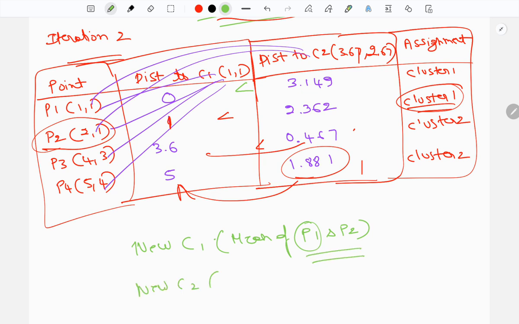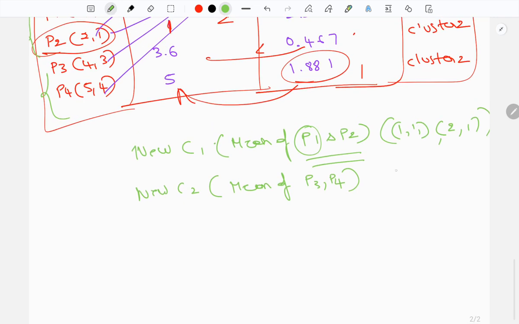Similarly, the new C2 is the mean of P3 and P4, these two data points that we have to consider. What are these two? 1 comma 1 and 2 comma 1 for C1, and 4 comma 3 and 5 comma 4 for C2. So what will be the new C1 for the third iteration? 1 plus 2 is 3, divided by 2 because we have only two cases, so 3 by 2 is 1.5.